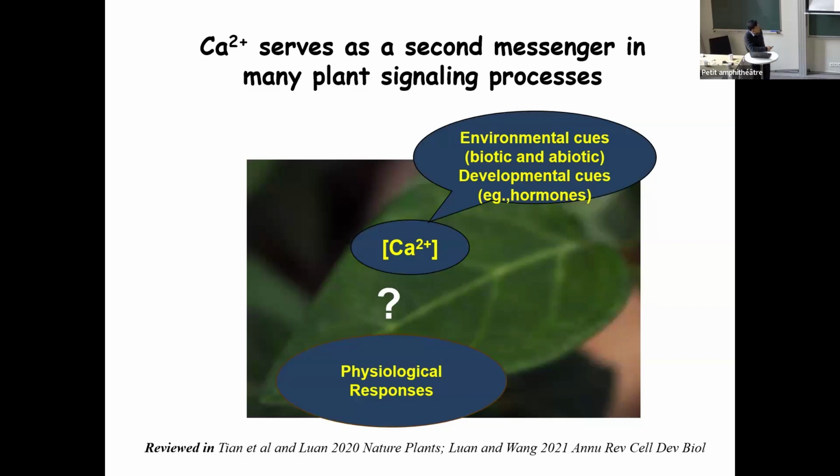So the big question mark here is really how does calcium, a simple cation, translate so many different signals into distinct physiological responses? What I mean is, plants respond to high temperature and pathogens differently, right? But in the middle, calcium is always there. So where does the specificity derive?